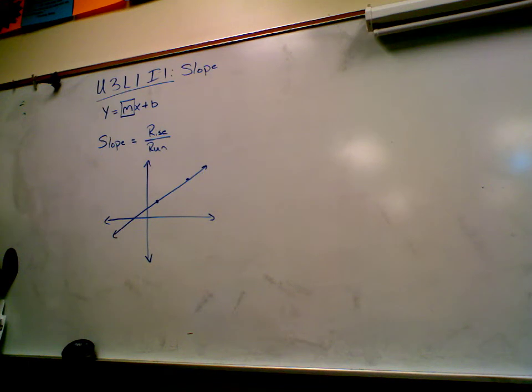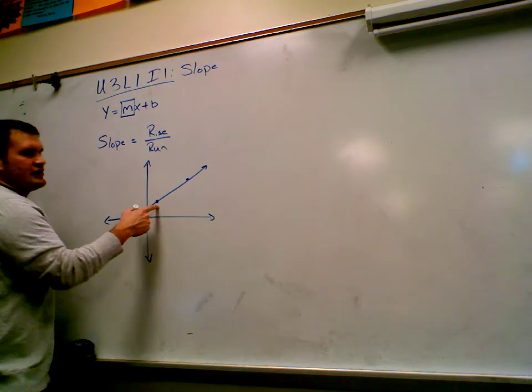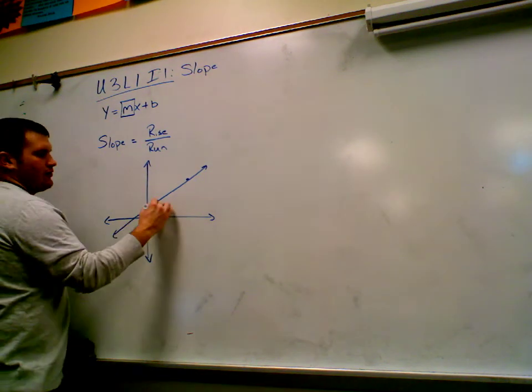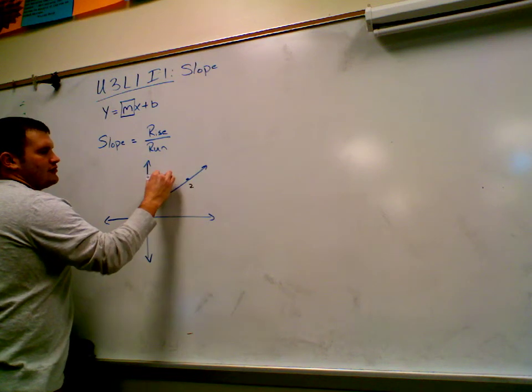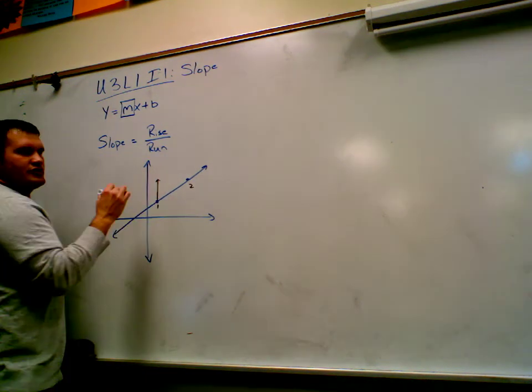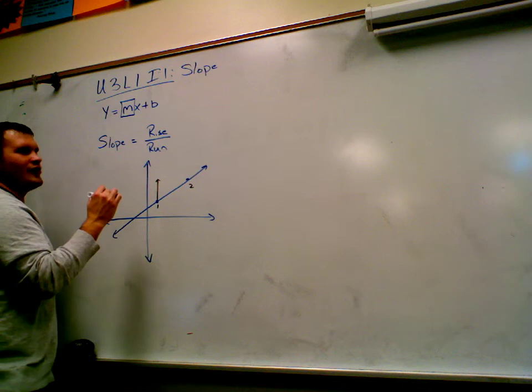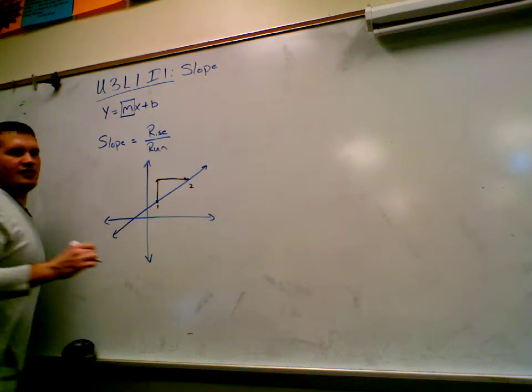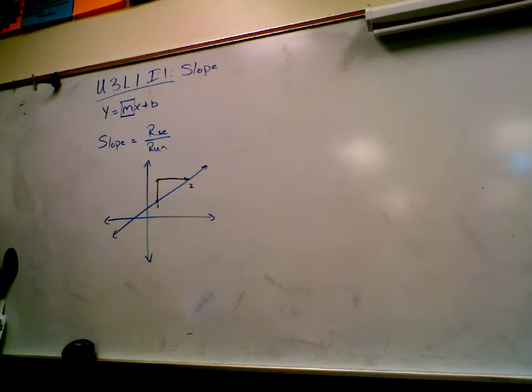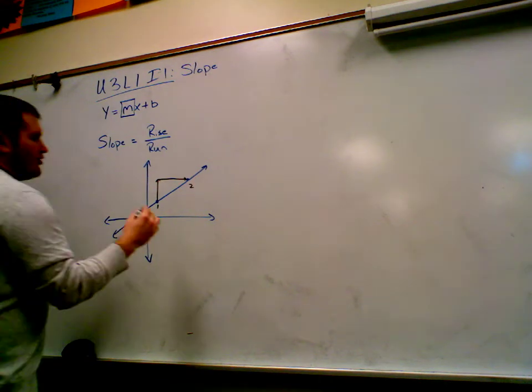Now you guys told me that slope was rise over run, correct? So if I go from this point to that point, we'll call this one number 1, that one number 2. We rise some distance, 3 squares. And we run some distance, right? So rise is my vertical movement, correct? And run is my horizontal.